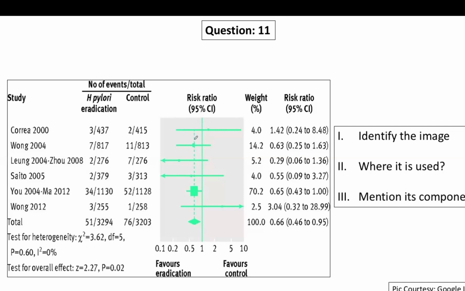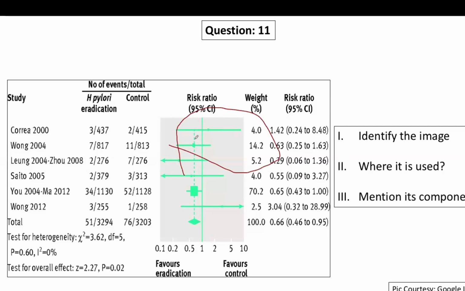So these are extending from this. There is a square in the middle, and there are lines on both the sides. Both the sides, like the whiskers in a box and whisker plot, represent the confidence interval of the individual study, and the box represents the square. This square represents the weight of the study.